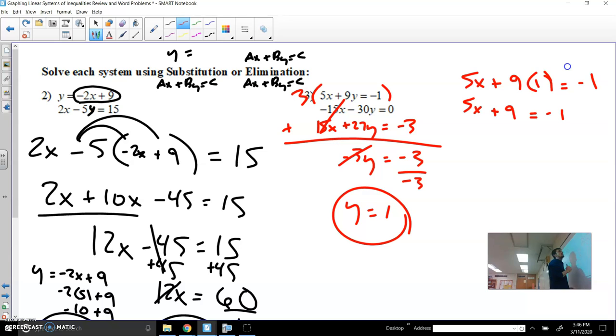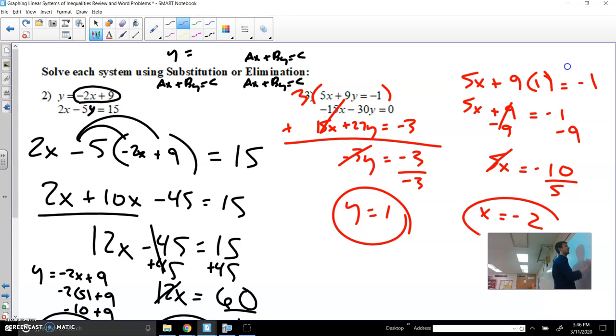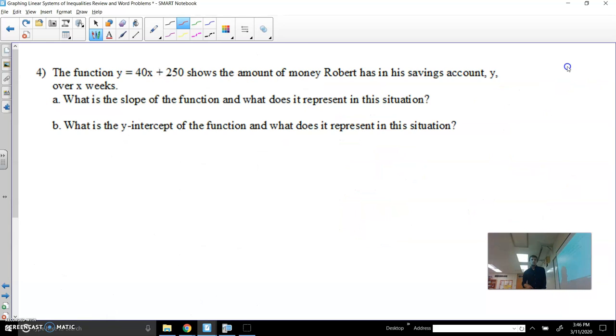That's positive 9, sorry. Let's subtract 9 to the other side, and you get negative 10. And if you divide by 5, you get negative 2. So there's your answer, negative 2, positive 1. So let's take a look at one that has some reading in it, some word problems. It says the function y equals 40x plus 250 is showing the amount of money that Robert has in his savings account after so many weeks, after x weeks.